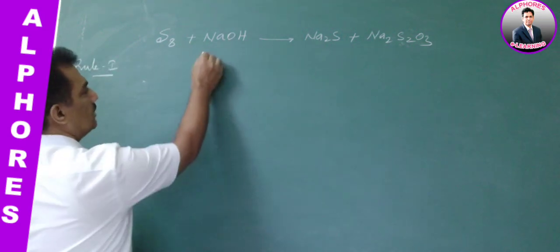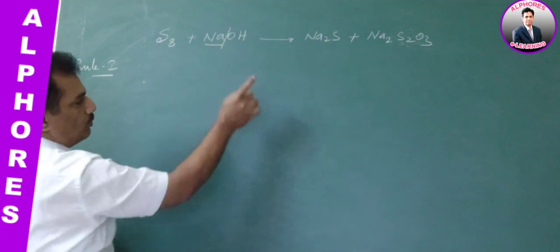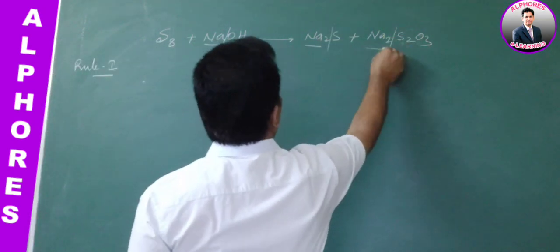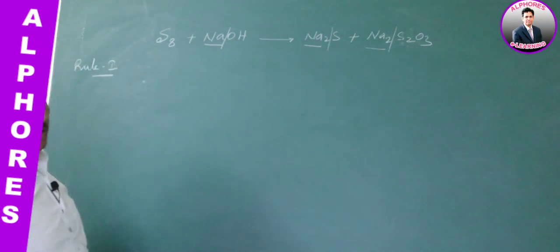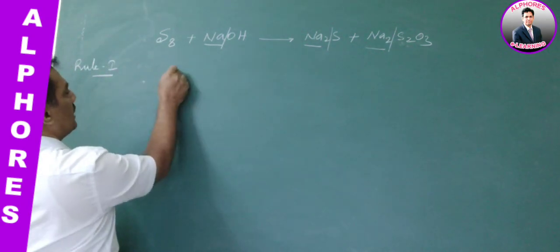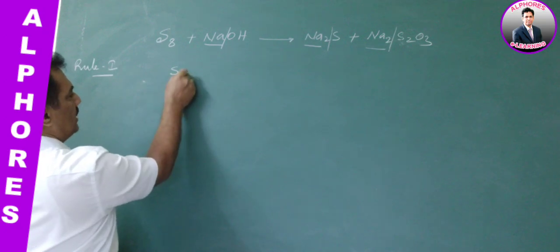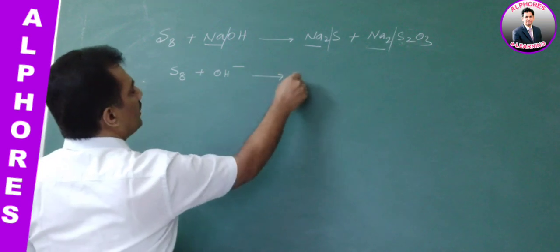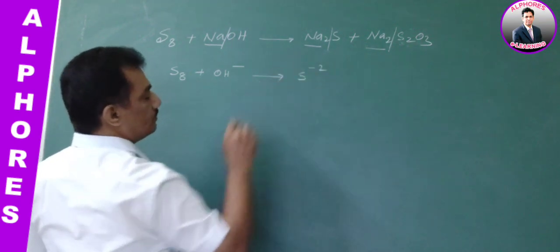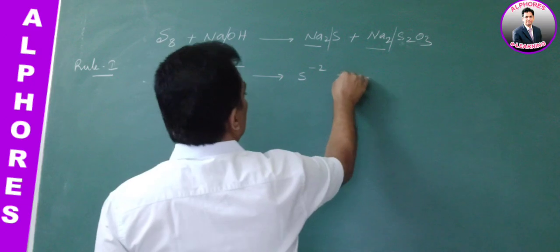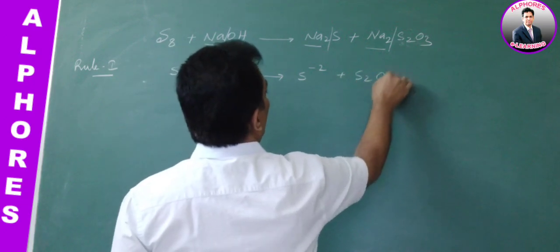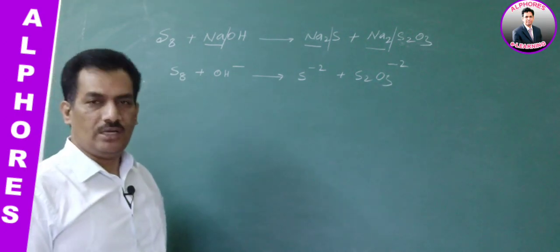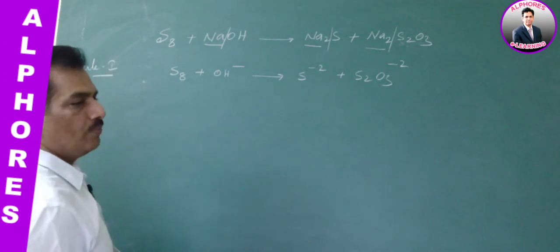Now let us try here. This is sodium, we have to remove it, and this is also sodium, remove it. It is also sodium, remove it, because sodium is a first group cation. After removing that, as per rule number 1, we write S8 plus OH minus giving S 2 minus plus S2O3 2 minus. This is the skeletal equation of the given reaction. Clear?